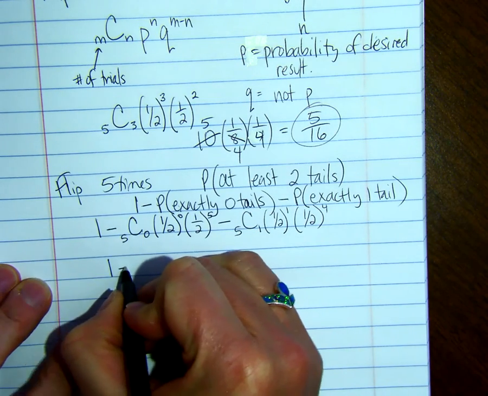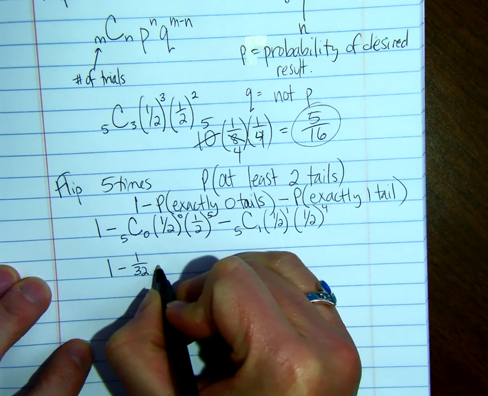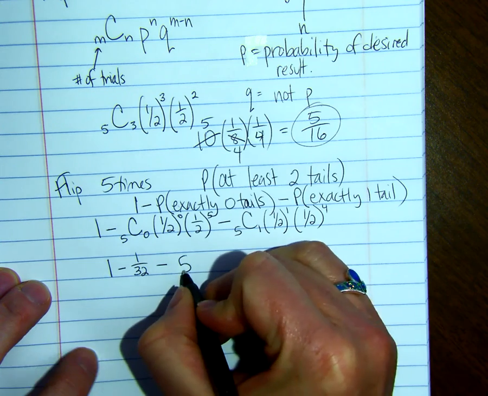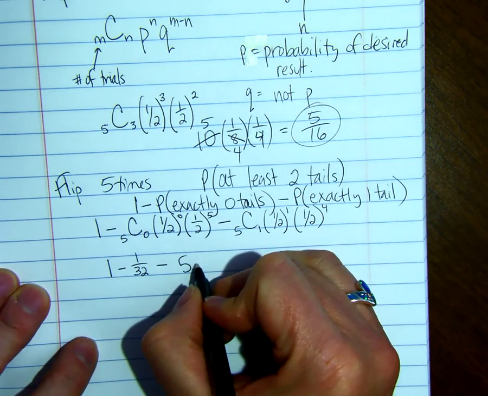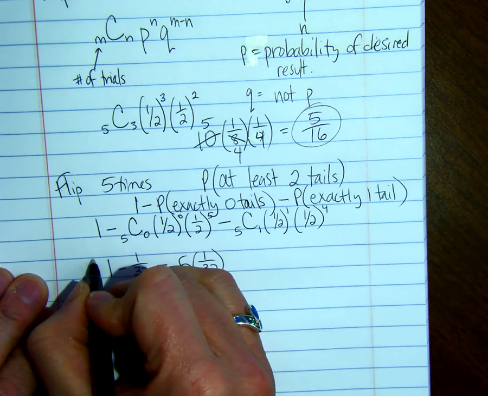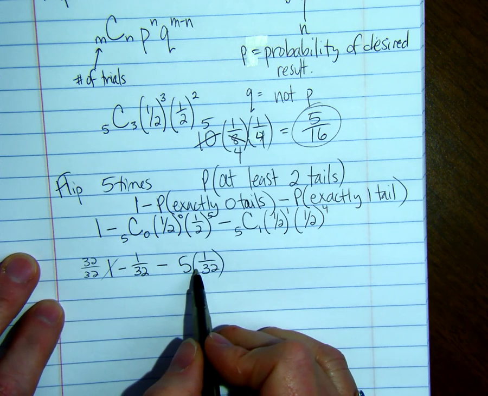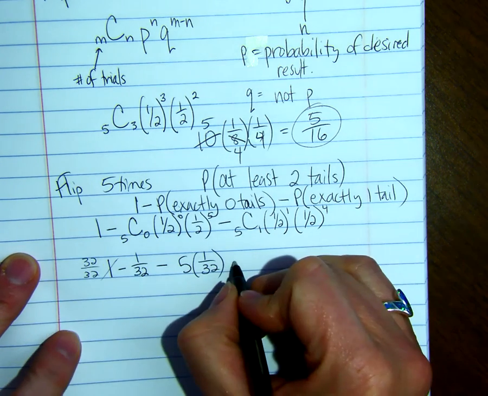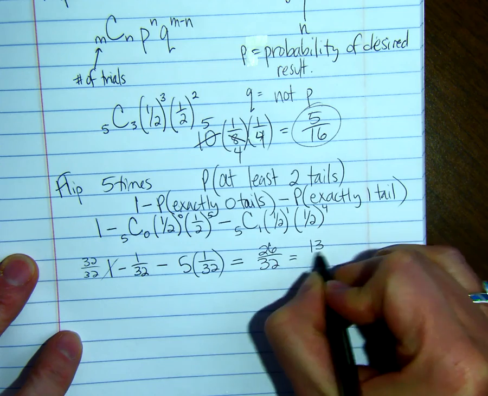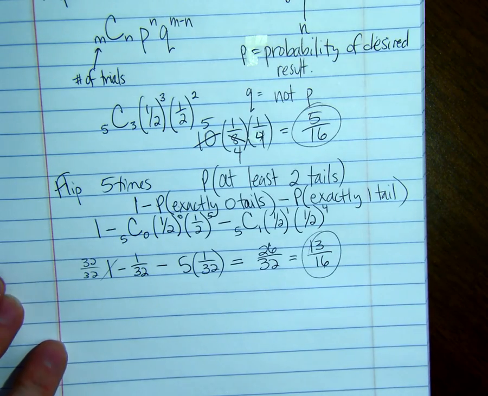So you have 1 minus 1/2 to the 5th, which is 1/32, minus the combination of 5 choose 1, which is just 5, times 1/2 basically to the 5th, so 1/32. So let's just do this as 32 over 32 minus 1 minus 5. So 31 minus 5, 26 over 32, which reduces to 13/16, and that's the probability of getting at least 2 tails. And that's the end of the lesson.